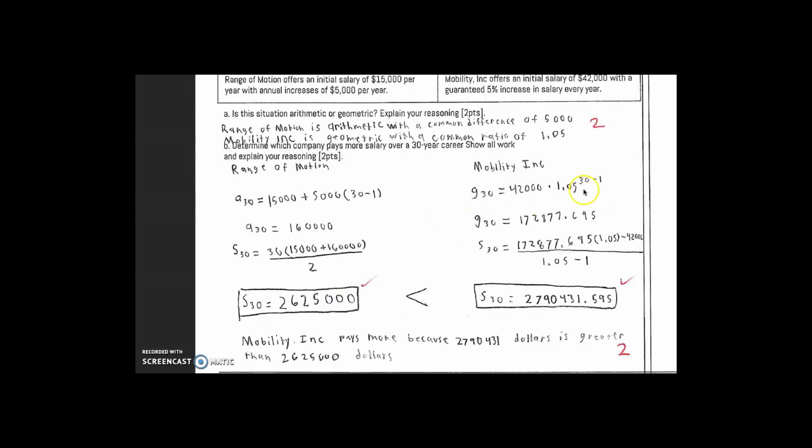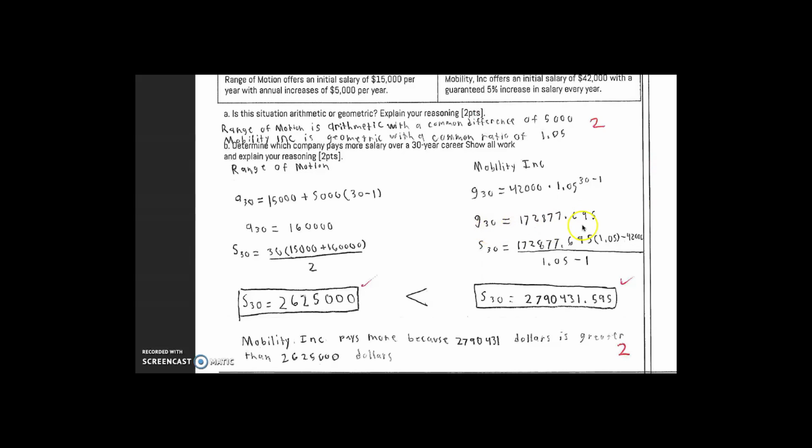Over here, for Mobility Inc., they found the 30th year. This is the explicit formula of geometric: G1, which is 42,000, times the ratio. This looks like your project. The common mistake here is to write just 5% or even 0.05. Remember, if you multiply by a number greater than 1, it's actually increasing, and this person's salary is increasing. So this would be 1.05 to the 30 minus 1 power, and that would be 29. So 1.05 to the 29th power times 42,000 would give you Rhonda's salary at Mobility Inc. in the 30th year.